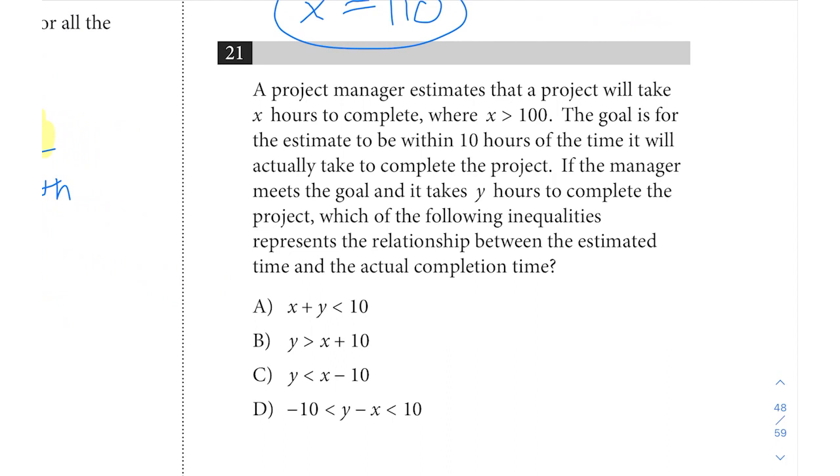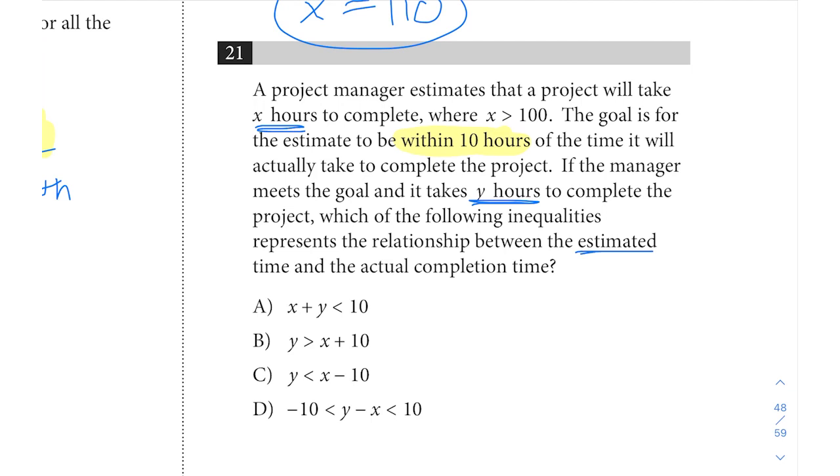All right, let's try question 21 to finish up this page. So here it says a project manager estimates that a project will take X hours to complete, where X is greater than 100. The goal is for the estimate to be within, and that's a keyword here, within 10 hours. So it doesn't say exactly 10 hours, but within, meaning anything smaller than 10 hours is also okay, of the time it will actually take to complete the project. If the manager meets the goal and it takes Y hours to complete the project, so this is our actual time, and this is going to be our estimated time.